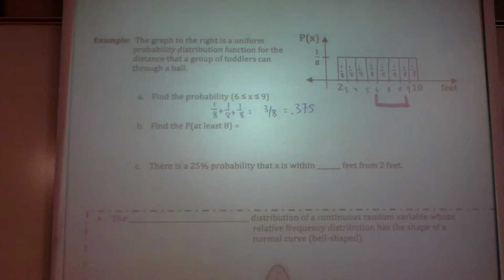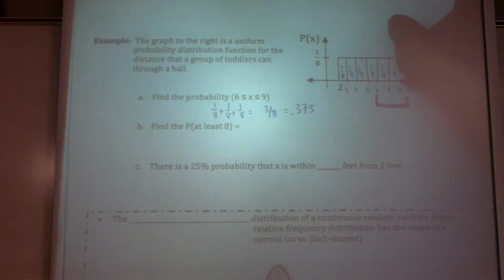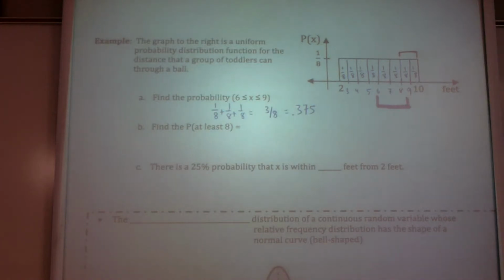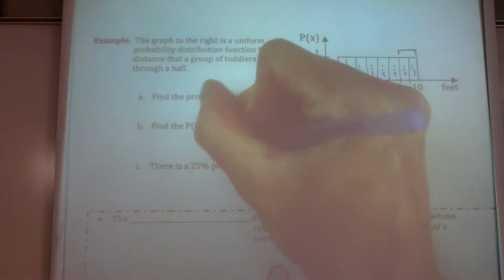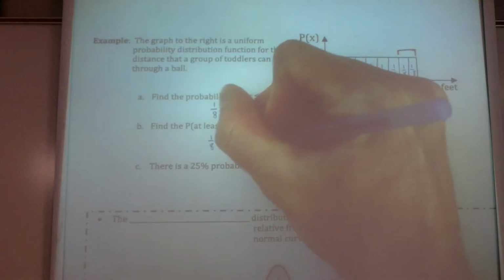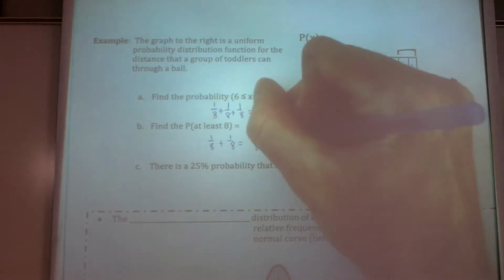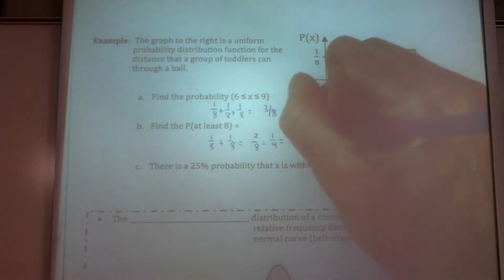Alright, now let's go to part B. Find the probability the toddler throws it at least 8 feet. Now, how do we think of that? At least 8. Do we include 8 in that? Yes, it would be including 8. And what other numbers would be at least 8? That would be this section from 8 all the way up to 10. So if I add that up, how many rectangles do we have? We have 1/8 between 8 and 9, and then another 1/8 between 9 and 10, so that's 2/8, which is 1/4, which is 0.25.